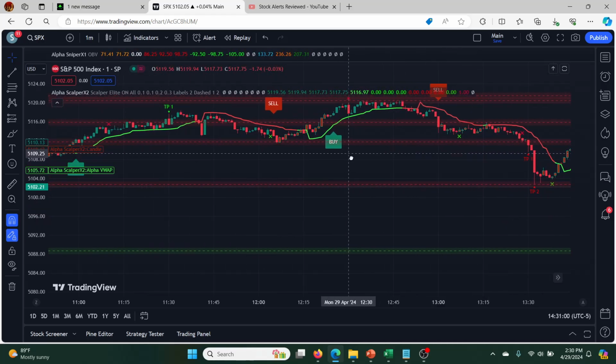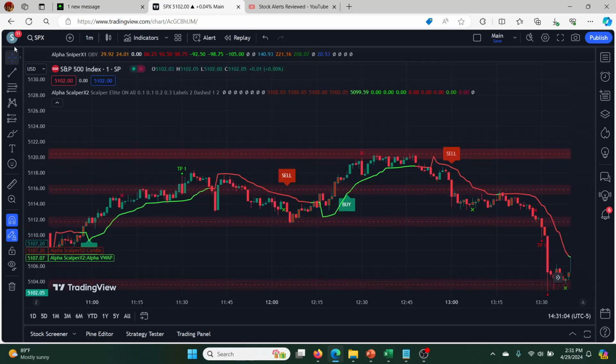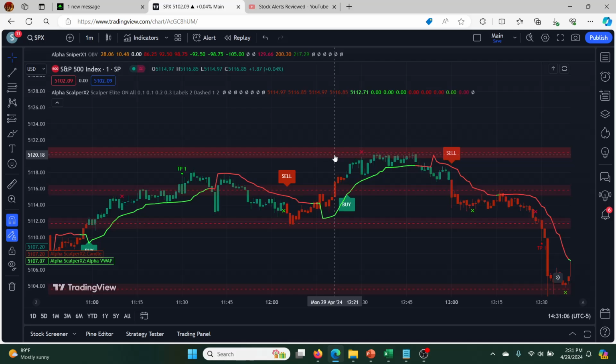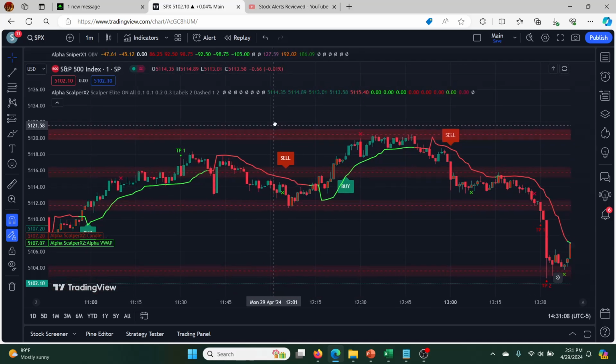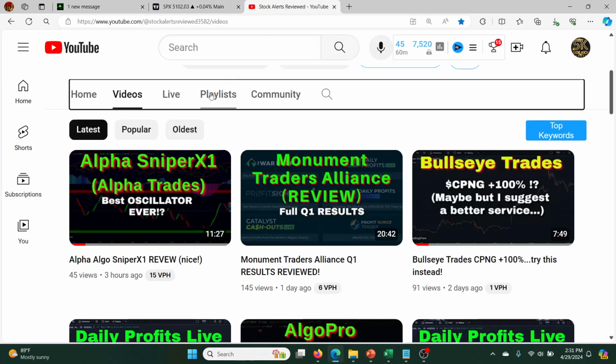Anyway, hopefully that's helpful. I think this looks like a really high quality indicator for scalping on the 1 minute without having to do a lot of adjusting. And the confluence is quite simple to do with the other oscillator that I talked about in my previous video right here on the left.